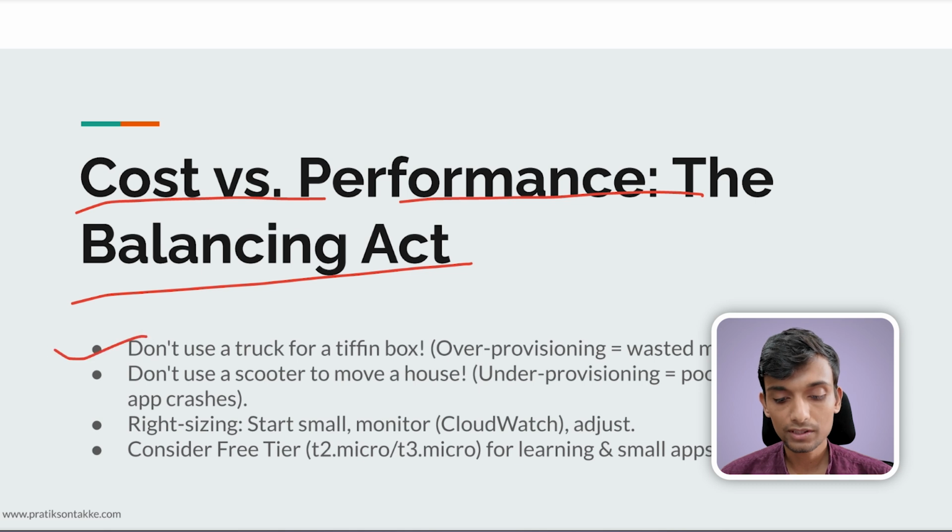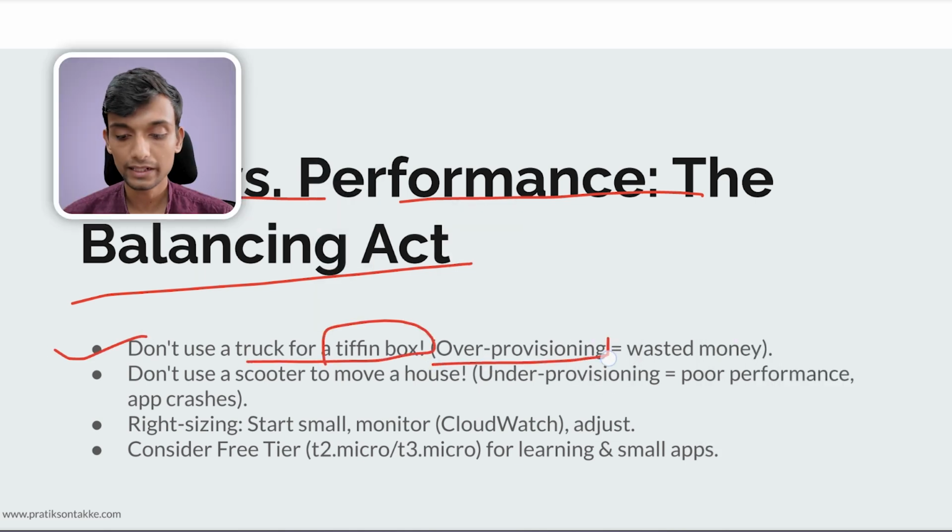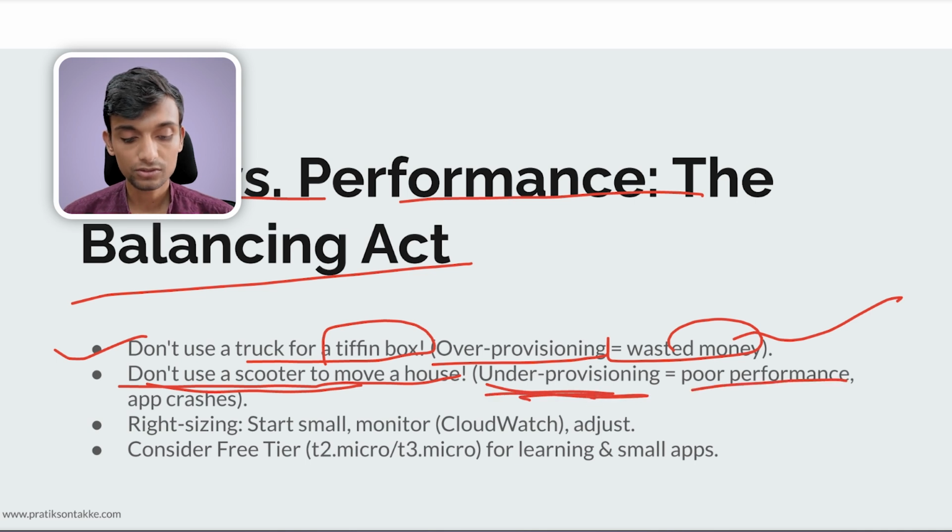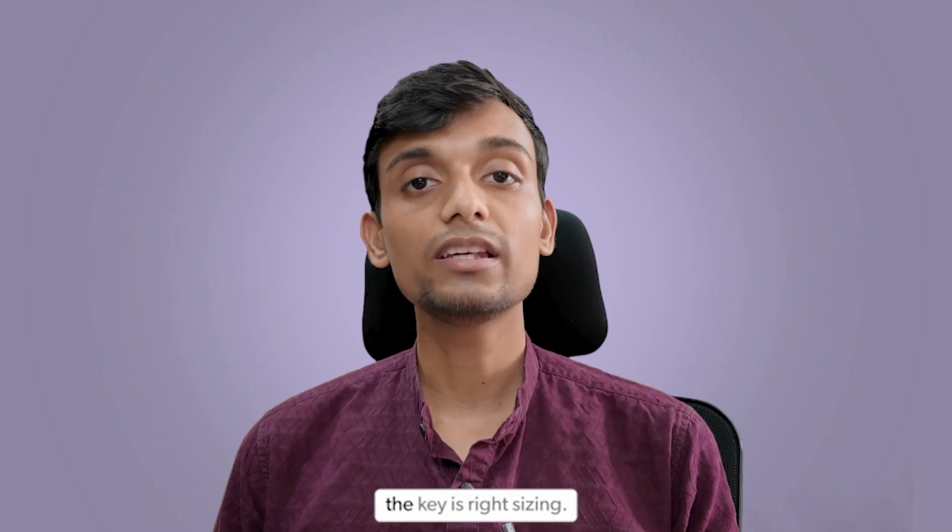The cost versus performance balancing act. Don't use a truck for a tiffin box: over-provisioning is a waste of money, right? Don't use a scooter to move a house, right? Under-provisioning means poor performance and app crashes. Right sizing: start small, monitor with CloudWatch, and adjust. Consider the free tier, like T2 micro or T3 micro, for learning and deploying small apps. The key is right sizing.